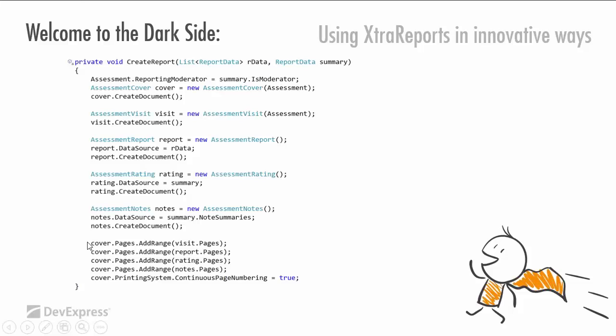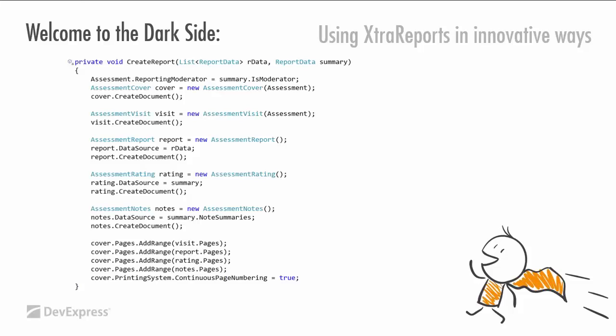What's interesting to note here is at the bottom, we're taking the very first report, which is called cover. We've got this collection called pages, and because it's a collection, we can do an AddRange. So then we're adding the collection of pages from the visit report to the back of the cover. And then we do the same thing for the report and the ratings and the notes. I see. So I end up with part one of the answer, one report that now contains all my reports in the order that I want.